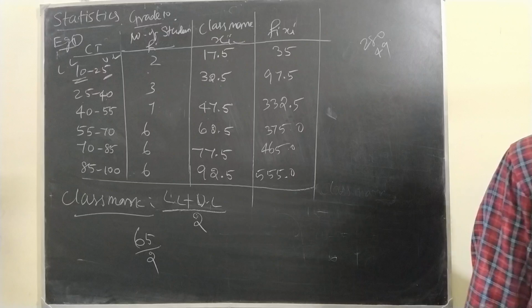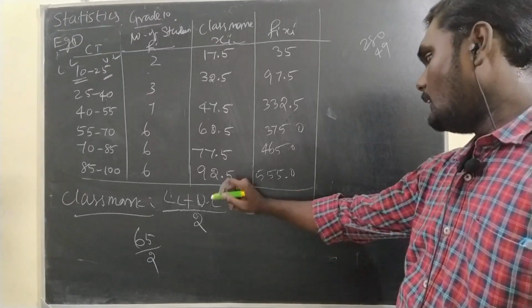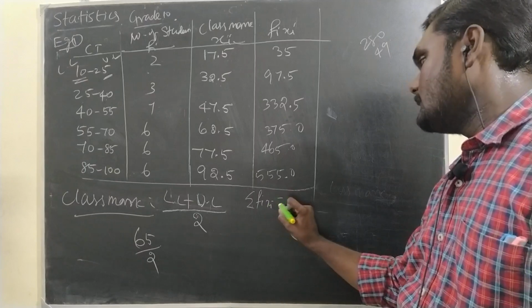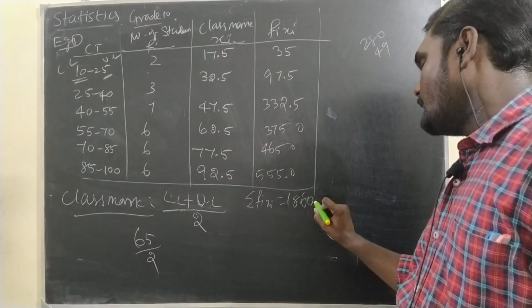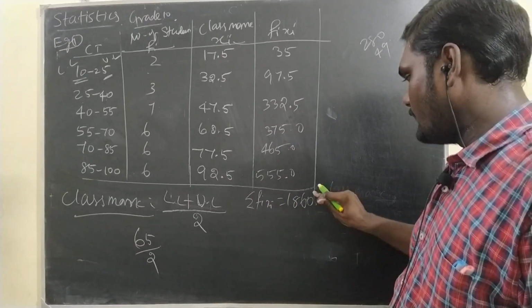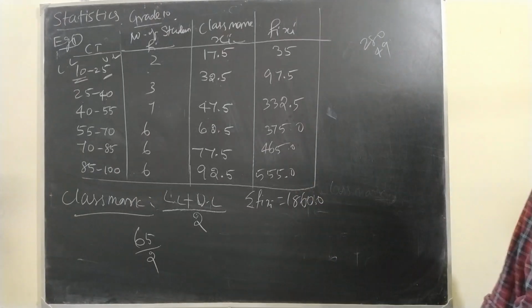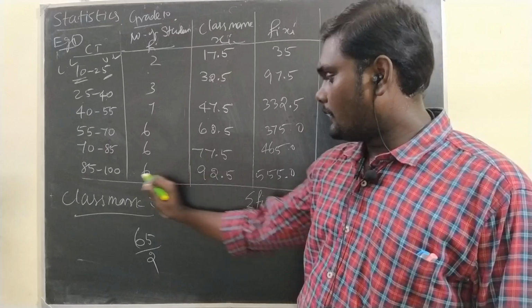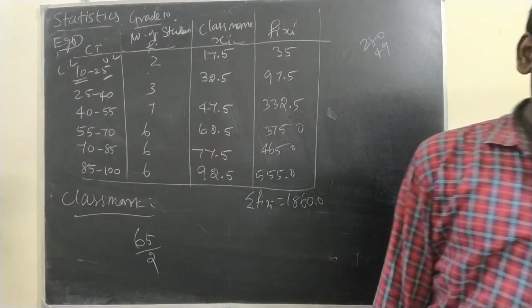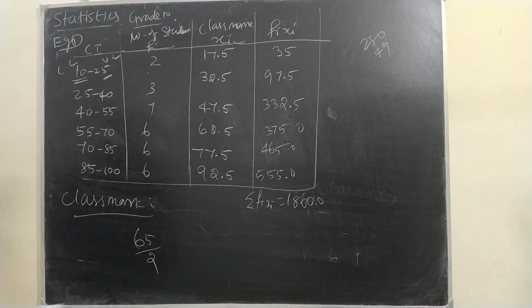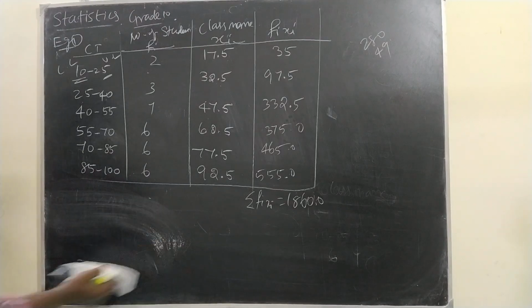When you add everything, what you are getting is this, called summation or sigma Fi xi. It is 1860 you will get. Direct book example. We have to add everything. Now here summation Fi we need to calculate.